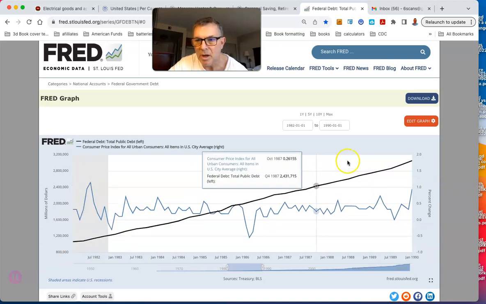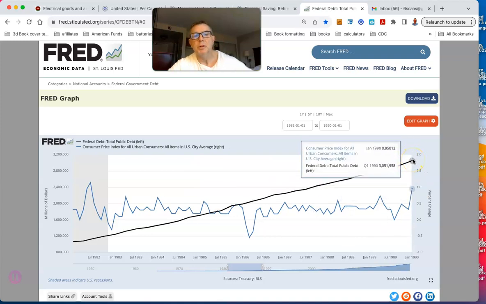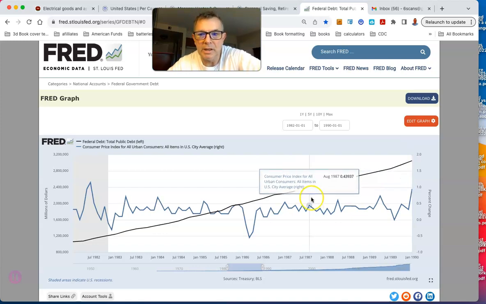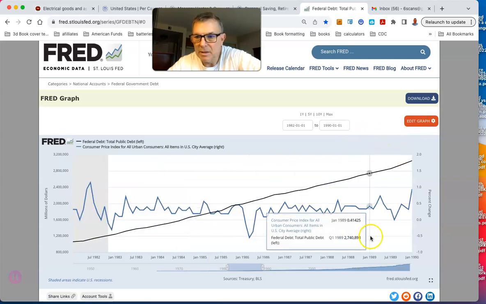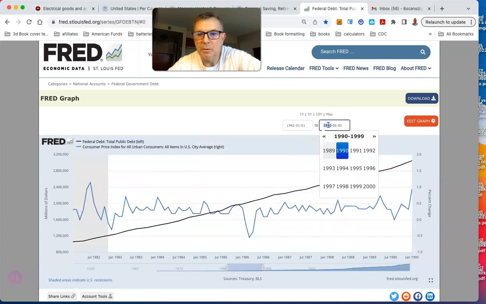By the time Reagan got out, we had all of $3 trillion. So we tripled the federal debt under Reagan, and yet look at CPI. Not much. I mean, it's just flat. Isn't that crazy? It's kind of weird, isn't it? So how come there was no inflation? Well, I say no inflation, a little bit of inflation, but when the debt was going through the roof.